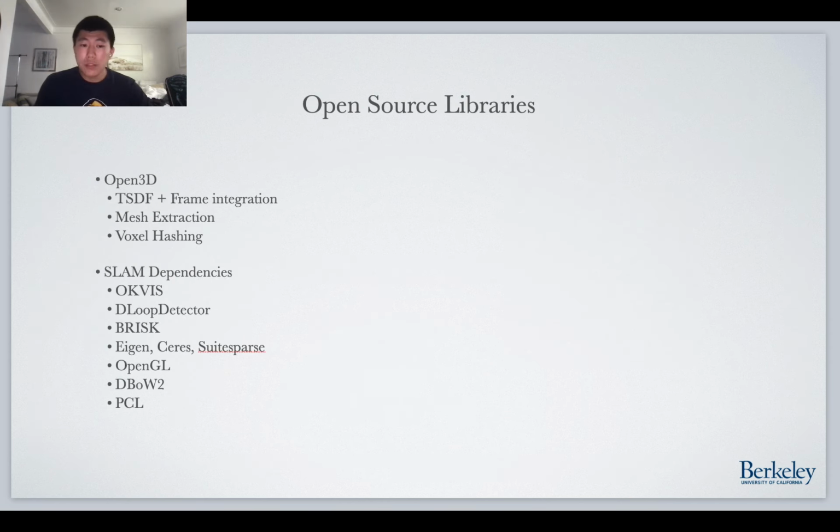In addition to the open source libraries required to run SLAM, which is also used during real-time 3D reconstruction, Open3D is another open source library used for OpenARK. The specific functionality provided by Open3D are the TSDF, or truncated signed distance function, the data structure used for integration of camera frames, mesh extraction, the implementation of marching cubes, and voxel hashing, the spatial hashing function used to expand the scalability of TSDF. The SLAM dependencies are also listed here for convenience.